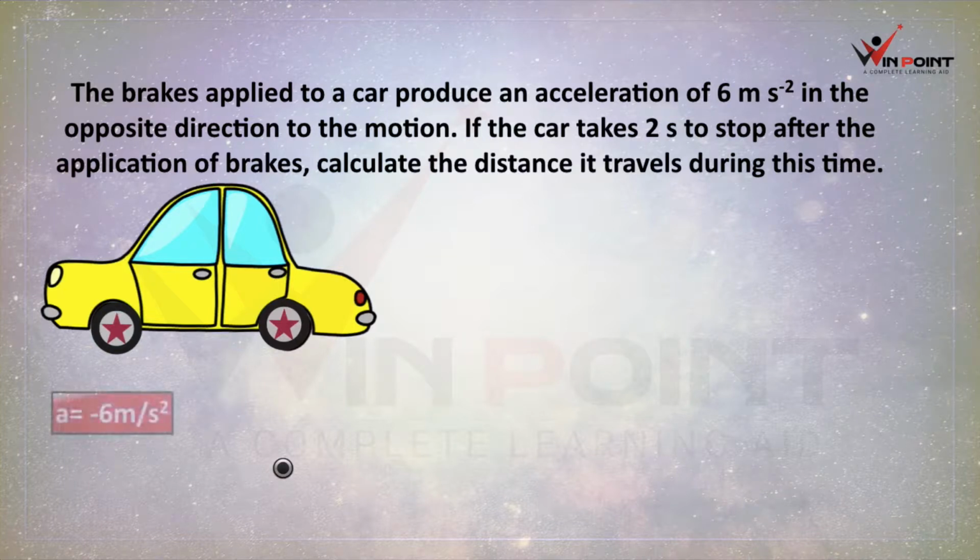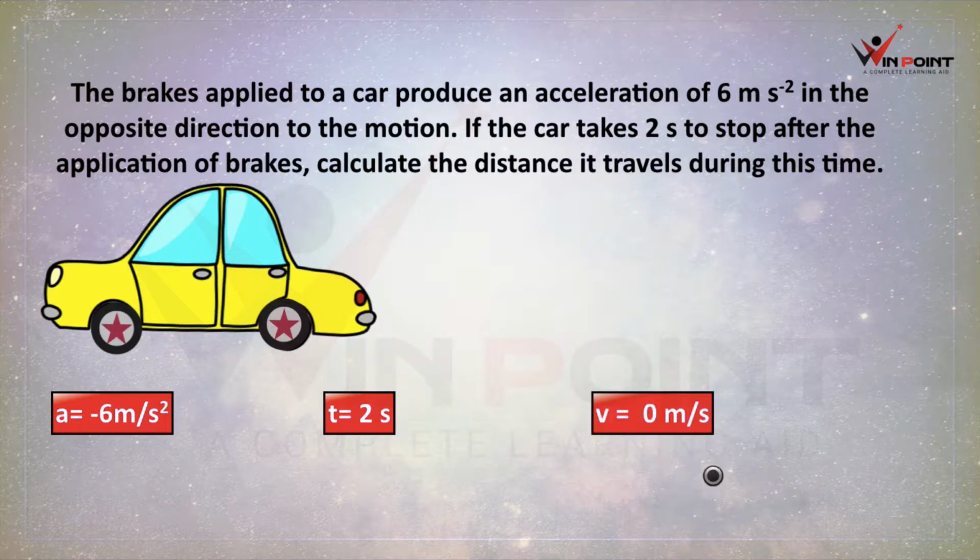The acceleration is minus 6 meter per second square. The negative sign is because of decrease in velocity. The velocity is decreasing. And time is 2 seconds, V is 0 meter per second because the car is stopping. Because of that, the final velocity will be 0. Calculate the distance it travels during this time.